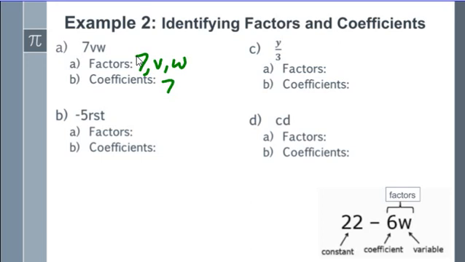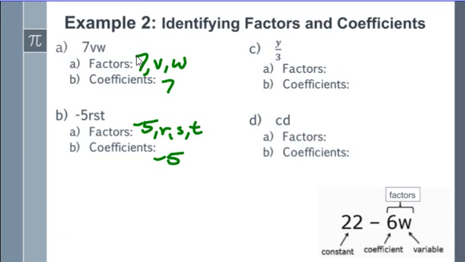So look at letter B, negative 5RST, my factors. I have a negative 5, I have an R, I have an S, and I have a T. All those are factors because I'm multiplying all of them together. And my coefficient, I have a negative 5. Make sure you keep that negative with the 5 because it stays with the 5.